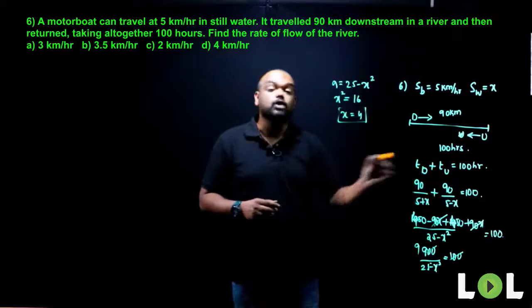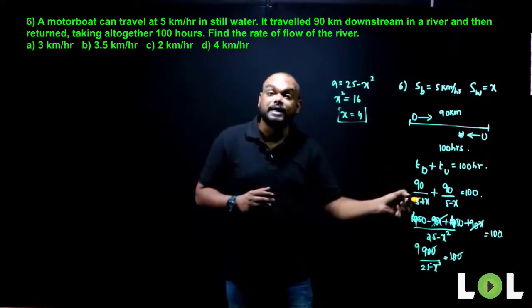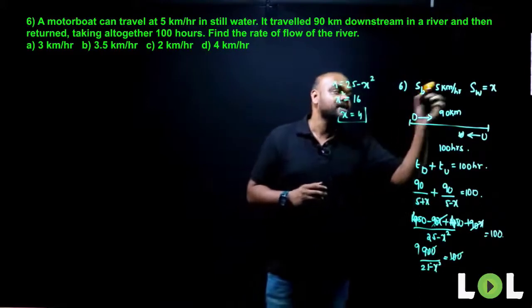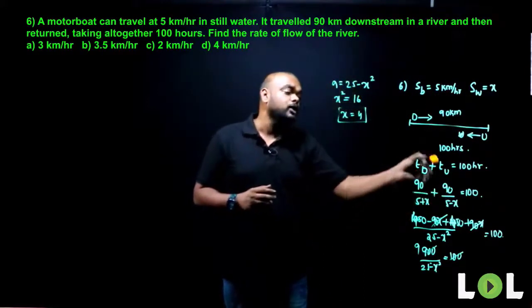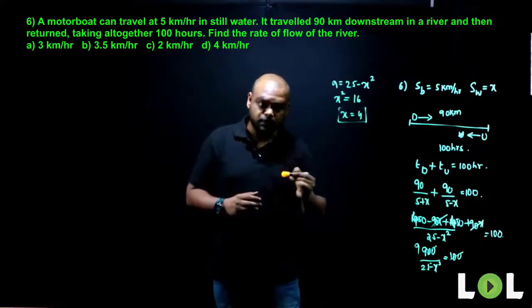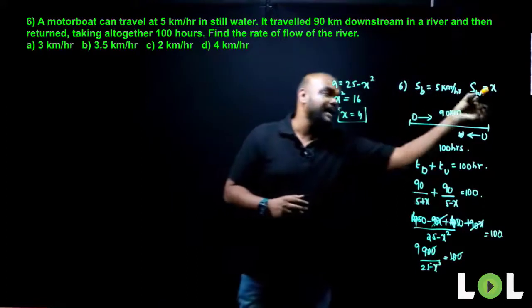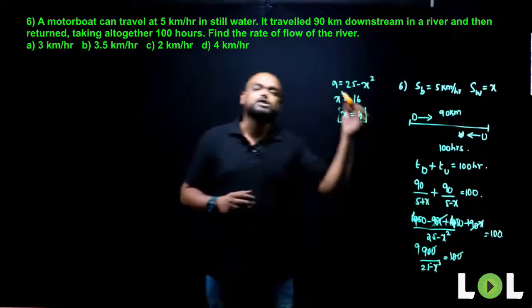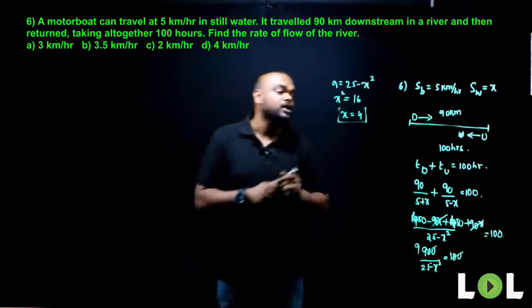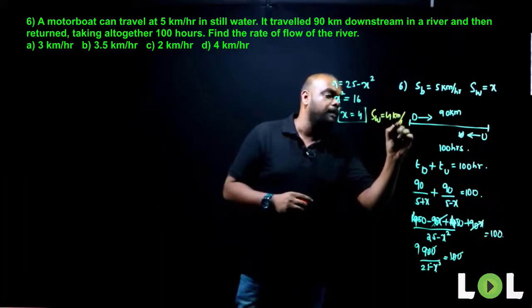Time for downstream is distance by speed. Distance 90, downstream speed SB plus SW, 5 plus X. Time taken during upstream, distance by speed, the same distance 90 km, upstream speed SB minus SW, 5 minus X, is equal to 100. Same equation we'll get. If you solve the equation, you'll get X as 4. That is SW is equal to 4 km per hour.